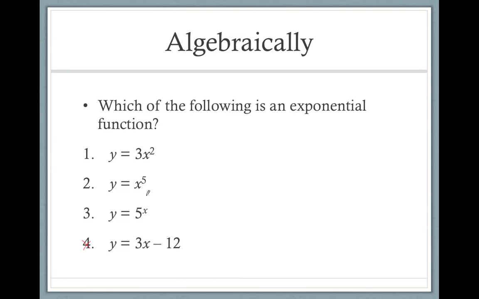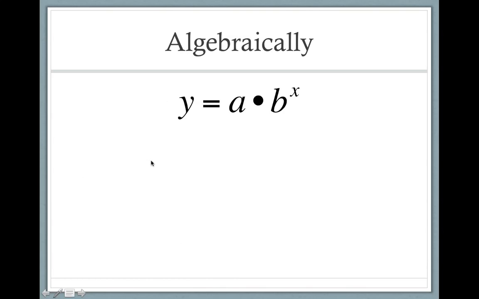Well, they all three have exponents in it, but the key to an exponential function is that the variable is in the exponent spot. So even though these two have exponents, the exponents themselves are numerical, and so that actually puts them into a different category like quadratic or fifth power types of functions. Here we have the exponential function because the x is in the exponent spot. So if we take a look at the general form of an exponential function, it's going to look like this. Y equals a times b to the x.